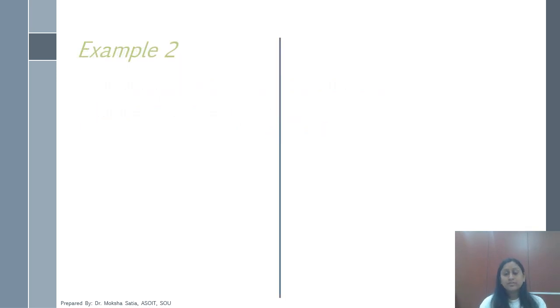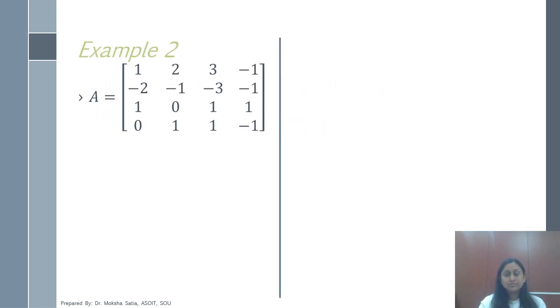So moving to example 2, here is the matrix 1, 2, 3, minus 1; minus 2, minus 1, minus 3, minus 1; 1, 0, 1, 1; and 0, 1, 1, minus 1. To make this matrix in row echelon form, we need to have a leading element for each and every non-zero row. The first row is a non-zero row, that's why we need to have a leading 1 in the first row. Here the first non-zero element of that row is 1. That's why that 1 is the leading 1.